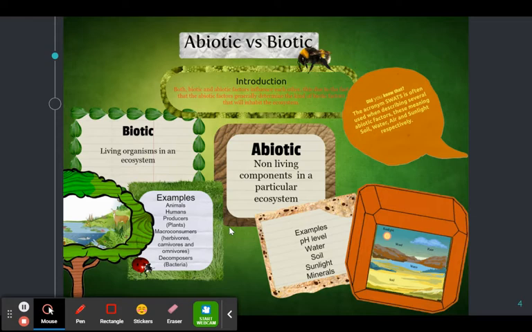Here's another graphic that gets into biotic versus abiotic factors. Anything living is going to go into the biotic category. And remember, plants, bacteria, those are living things. Abiotic are all of the non living factors in an ecosystem: pH levels, water, soil, sunlight, minerals.